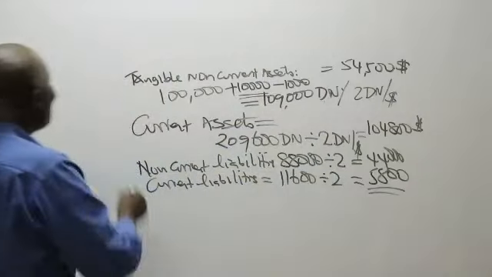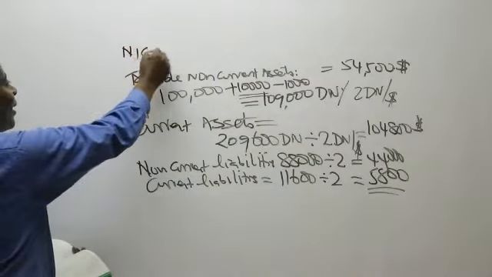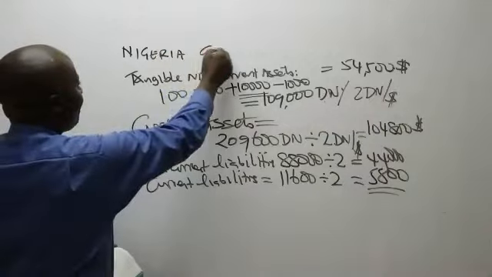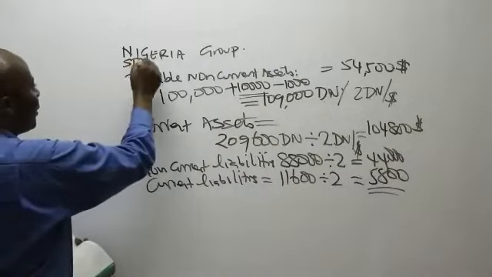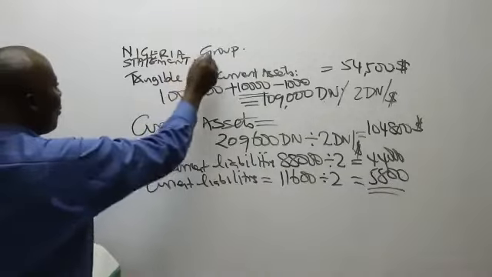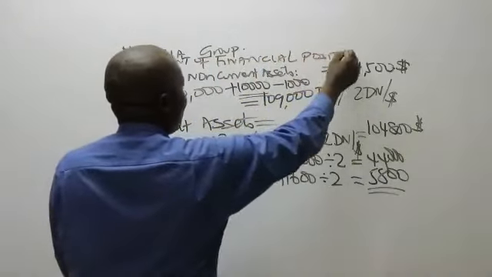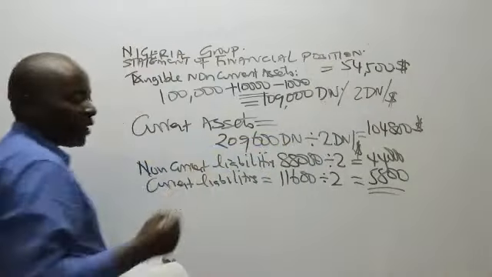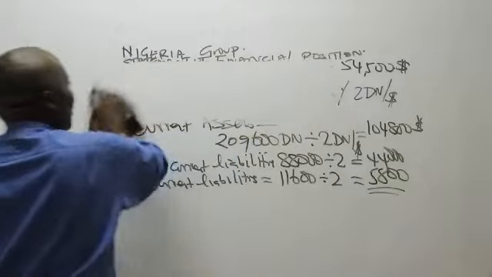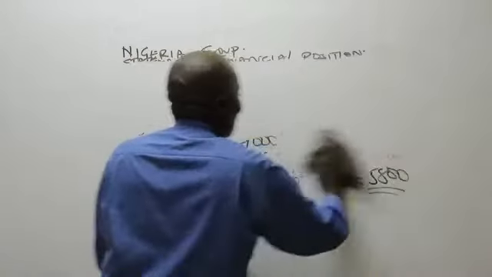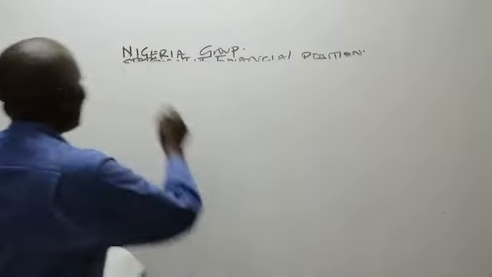I'll go here to my book, write the name of the company. The name of the parent company is Nigeria. Nigeria Group. Statement of financial position. As at whatever, I know that language, you guys are quite used to it. So we start with the usual assets. So we start with assets.